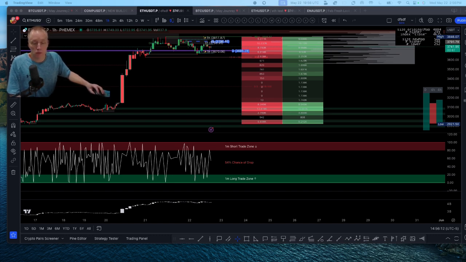CoinGlass is a place you can do this. Coinalyze is another. When we look at funding rates here, we can also look at accumulated as well.